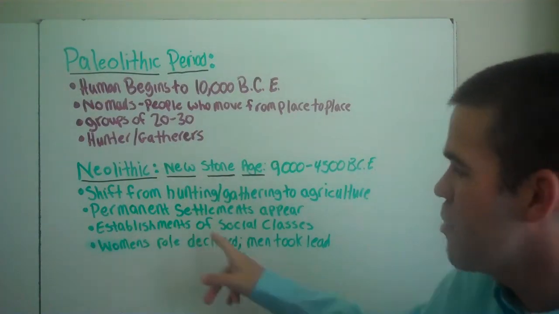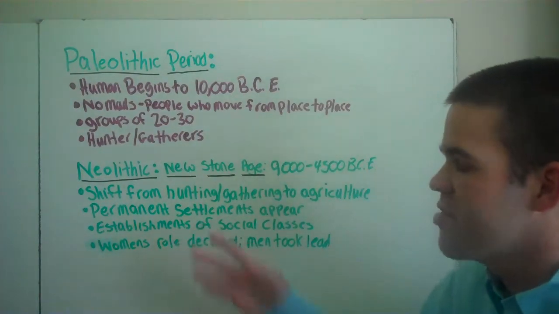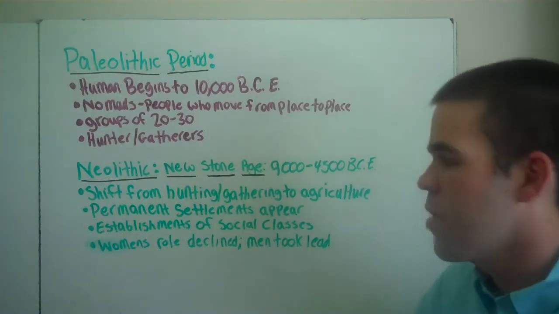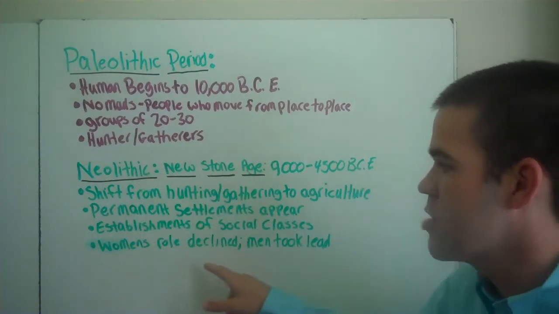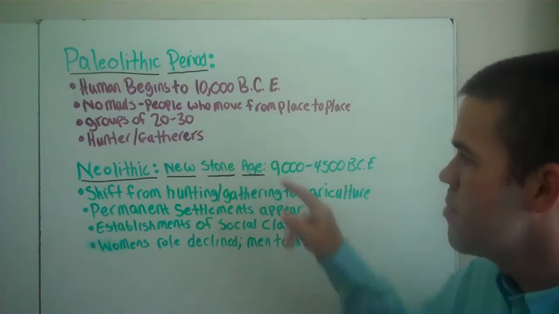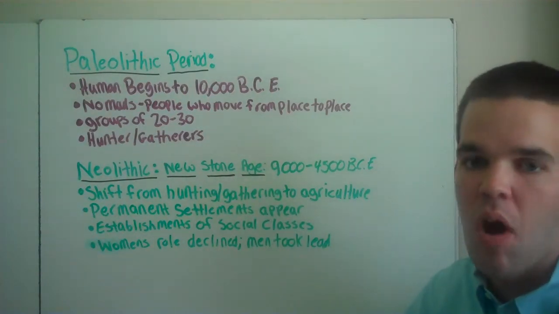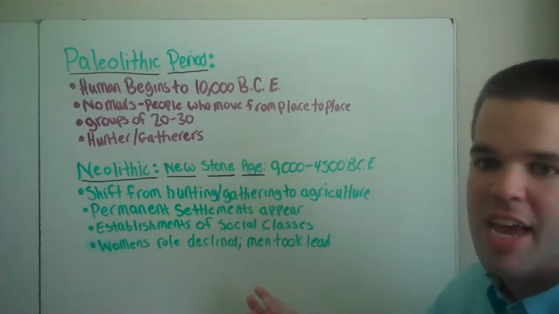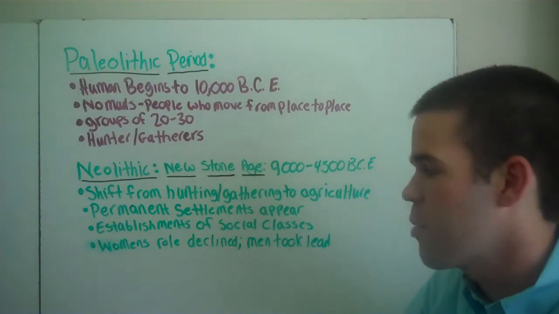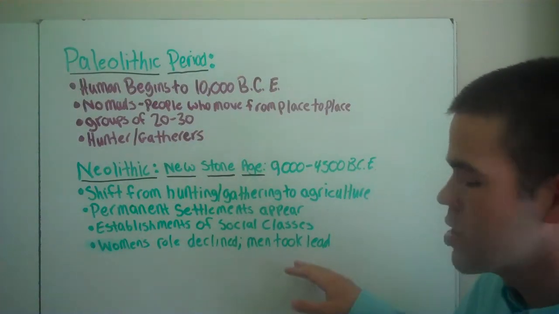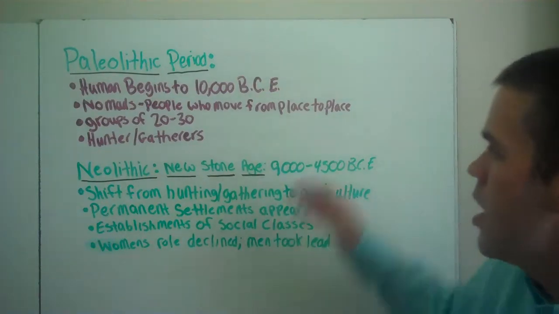It also was the establishment of social classes. Lower class, upper class, middle class. Those social classes began to emerge. We'll talk about that later. Women's role in the Neolithic era began to decline. Men began to take the lead, began to do everything that was responsible around the camp, began to take a role in telling others what they were supposed to and what they were not supposed to do. And men were in charge. Women basically took a back seat.